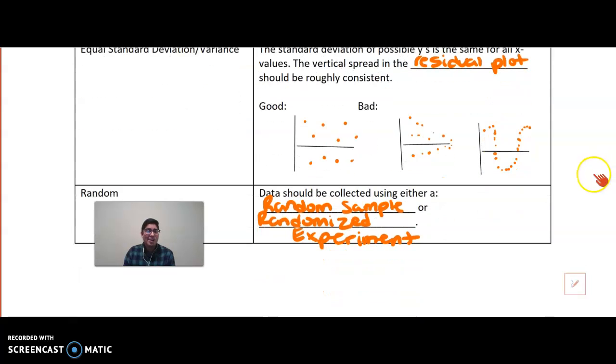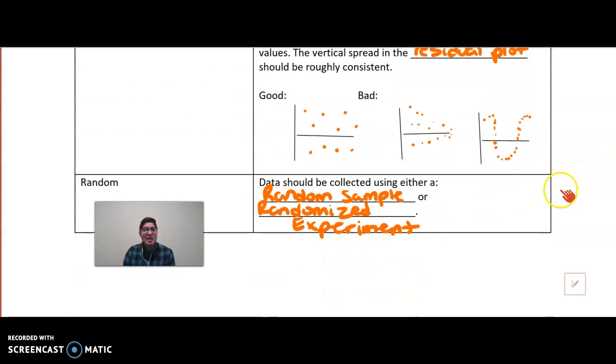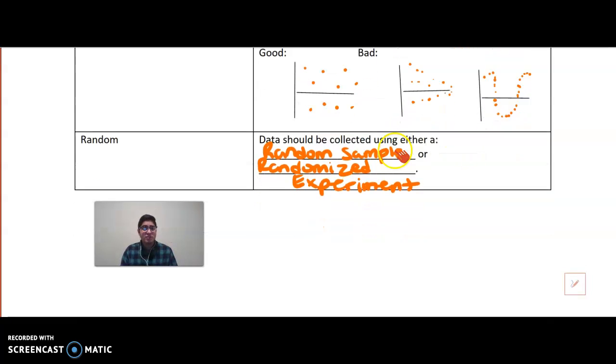And then lastly, our very familiar condition is the random condition, which says that data should be collected using either a random sample so that we can generalize, or a randomized experiment so that we can infer cause and effect. Now, if we have these 5 conditions met, we can proceed with our inference procedure.